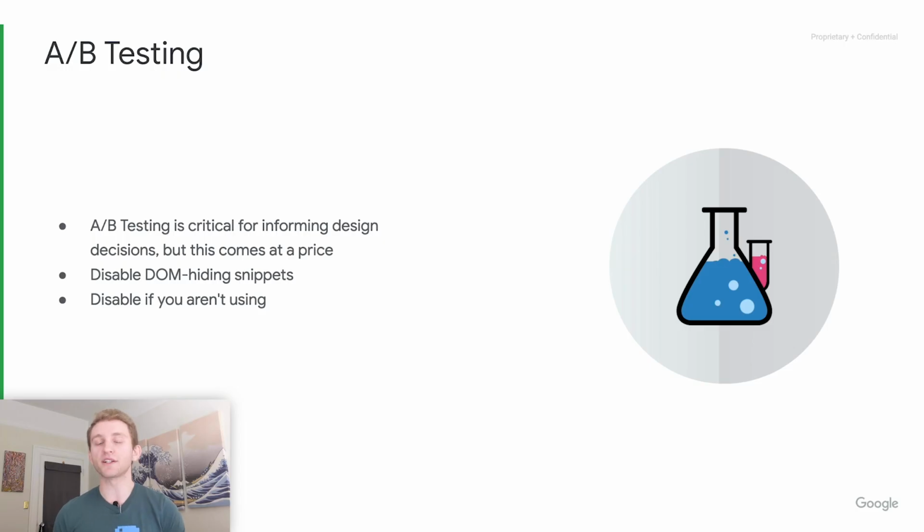Finally, let's discuss A/B testing. A/B testing tools often use a DOM hiding flicker snippet to conduct tests on the client side.